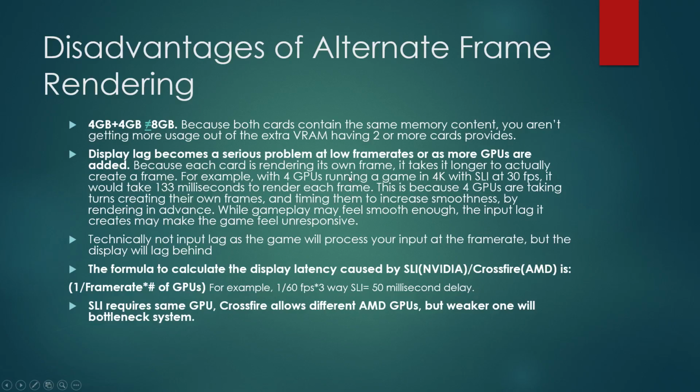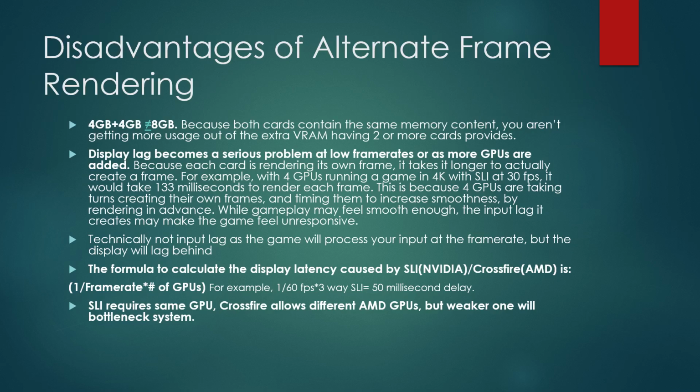Now, there are disadvantages of alternate frame rendering, and the first thing is that 4 GB plus 4 GB does not equal 8 GB, meaning that with your video cards' VRAM you don't actually get more out of it. Basically, because they contain the same content, it's not like you have 8 GB that can be used to store 8 GB worth of textures, because they're storing the same thing. And then another problem is display lag becomes a serious problem at low frame rates or if you have too many video cards. Because each video card is rendering its own frame, it takes longer to actually create a frame.